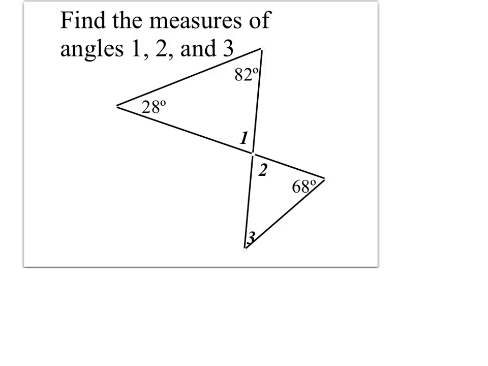In this example, we have two triangles that are sort of joined together at one of their angles. The triangle on the bottom, we only know one angle for, so we can't at the moment find the other angles. But the triangle on the top, we know two of the angles, so we can find the third. So we can say that 28 plus 82 plus the measure of angle 1 equals 180.